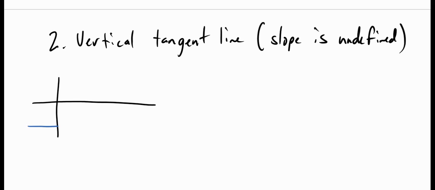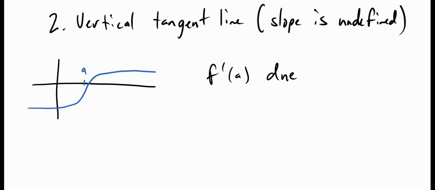Blue. Looks like a cubic, but it's lying on its side. And at that point, that would be like the vertex where it's actually doing the twist. It would have a vertical tangent line. I'm going to keep going.